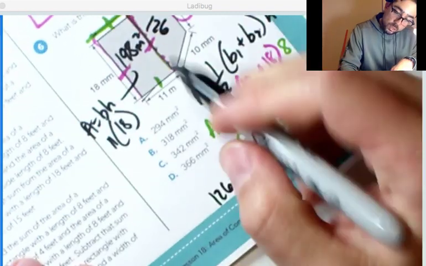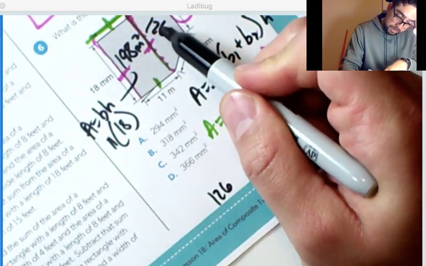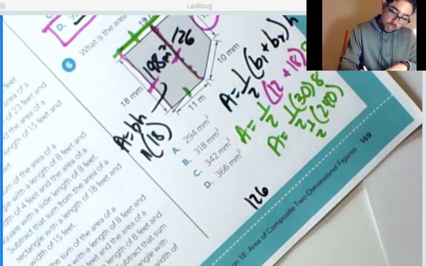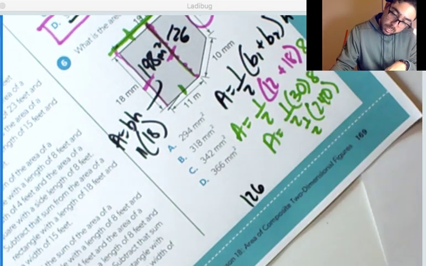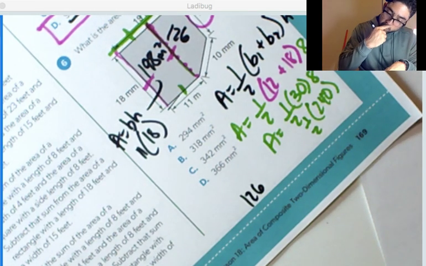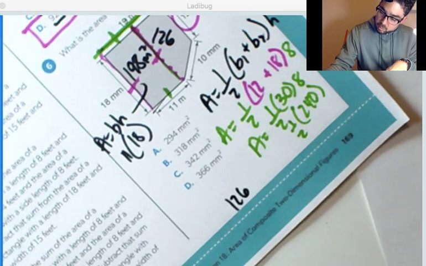If I add 126 and 198, 198 plus 126... I made a mistake somewhere here. Let's see, 18 times 11.